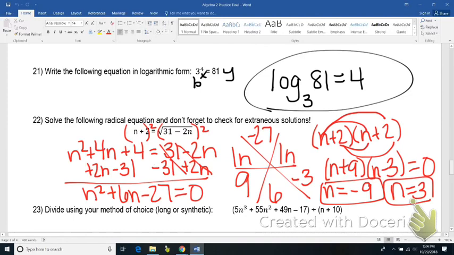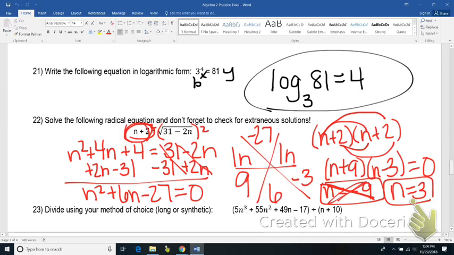Okay. All right, so there are my two answers, and I did remind you to check for extraneous solutions. Which one of those is false? Yeah, it's the negative 9, because when you put a negative 9 right here, negative 9 plus 2 is negative 7, and you would never have a radical equal to a negative. So the negative 9 is extraneous. The 3 worked out fine. You okay with that? Okay.